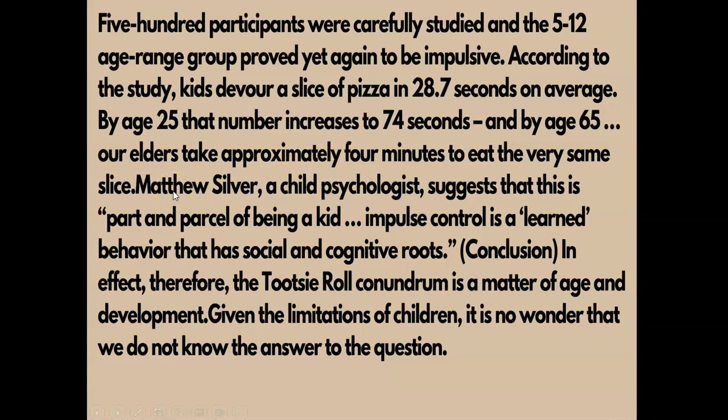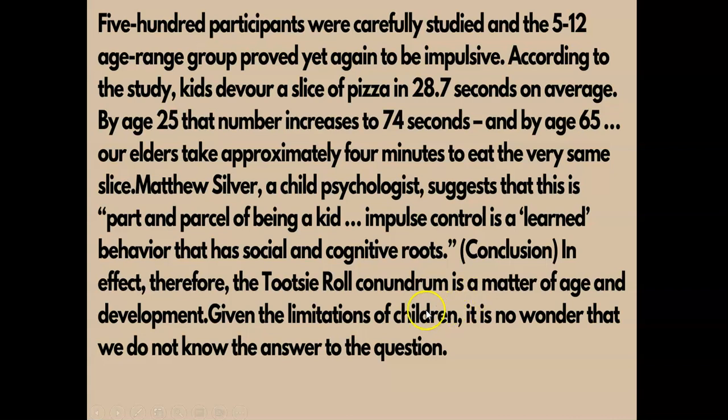They're going to throw in a third source here. Matthew Silver, a child psychologist, suggests that this is part and parcel of being a kid. Impulse control is a learned behavior that has social and cognitive roots. So very quick, just throw in the third source, right? Now we're synthesizing, we're weaving, we're tying everything together. In the conclusion here, we got to echo that thesis and bring it back to the prompt. It just takes a couple of sentences.